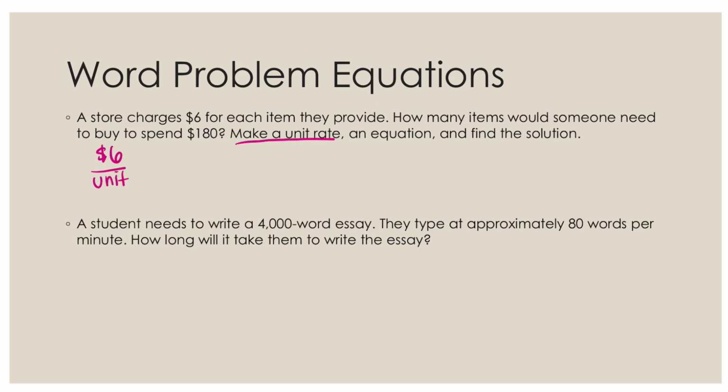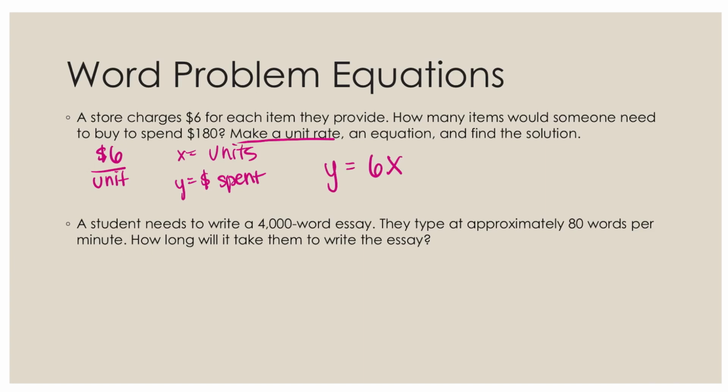Okay. So if I was to make an equation, I would say the amount of items that they need to buy. So we'll say X is items and Y is dollars spent. Or I guess instead of items, we can say units. So I would have Y equals 6X, because I would do 6 times the amount of units, and that would give me the dollars spent, right?